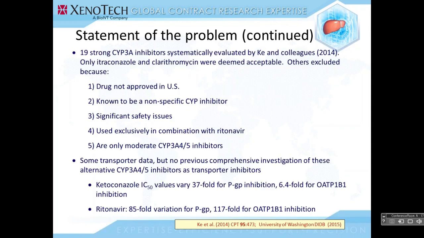So in the literature right now, there is some transporter data available in terms of inhibition by these compounds, but previously there's been no comprehensive investigation of alternative CYP3A inhibitors as transporter inhibitors as well. The information that we can find includes ketoconazole IC50 values for PGP inhibition that can vary 37-fold. Over 6-fold variation can be found for OATP1B1 inhibition. For ritonavir, we saw over 80-fold variation in PGP inhibition and over 117-fold for OATP1B1 IC50 values.